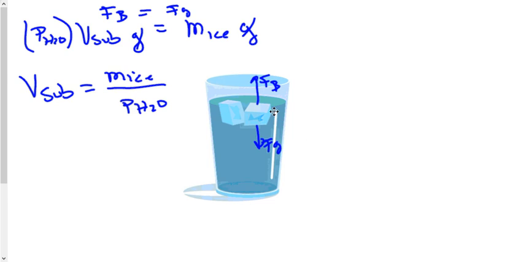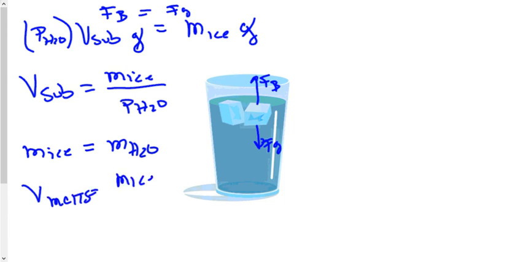Well, when this ice melts, all of it is going to become liquid. So the mass of the ice that melted is going to have to equal the mass of the water that's liquid after it melts. So how do we figure out how much volume has actually melted? Well, the volume of ice that actually melts has to equal the mass of the ice divided by the density of water.